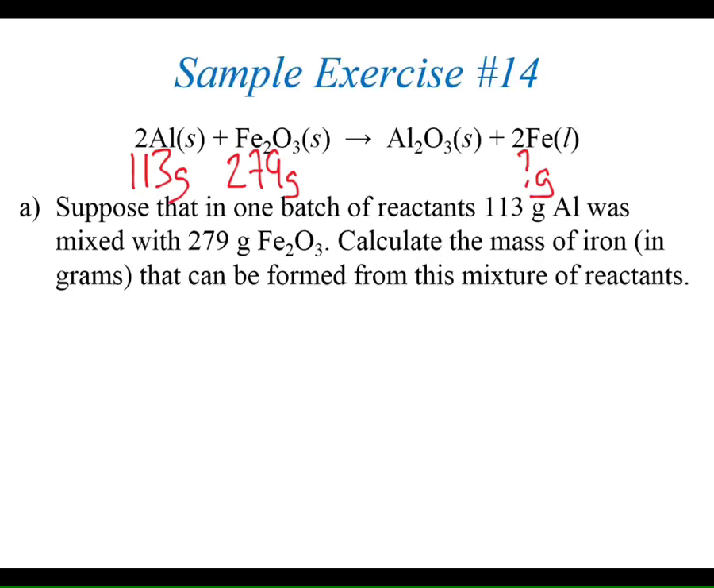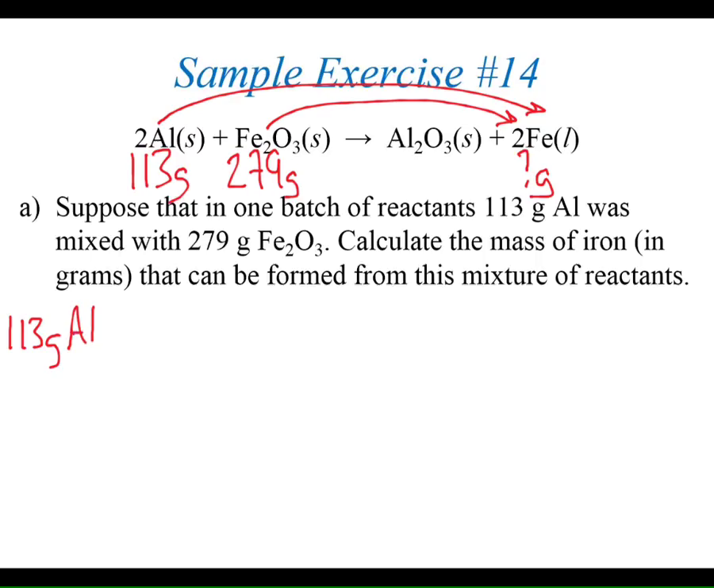So the way to figure it out is to do two reactions. I'm going to turn aluminum into iron, and I'm going to turn iron 3 oxide into iron. And then I'm going to pick which one is the winner. Out of the two possible answers, how do I know which one's the right answer? The smaller one, the one that makes less. Okay, so let's try it. It doesn't matter which one you do first. I guess I'll do the aluminum first, because it's written first.